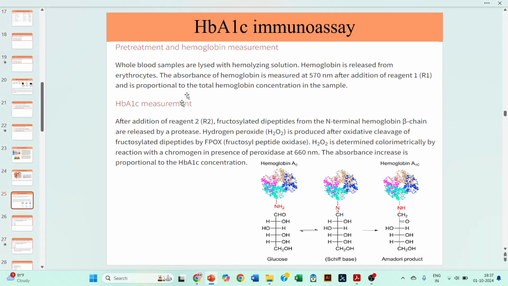So what is happening here? This is the entire principle behind this test. Initially, this is hemoglobin. You can see that hemoglobin has this NH2 group, and this is the one that is there in valine.